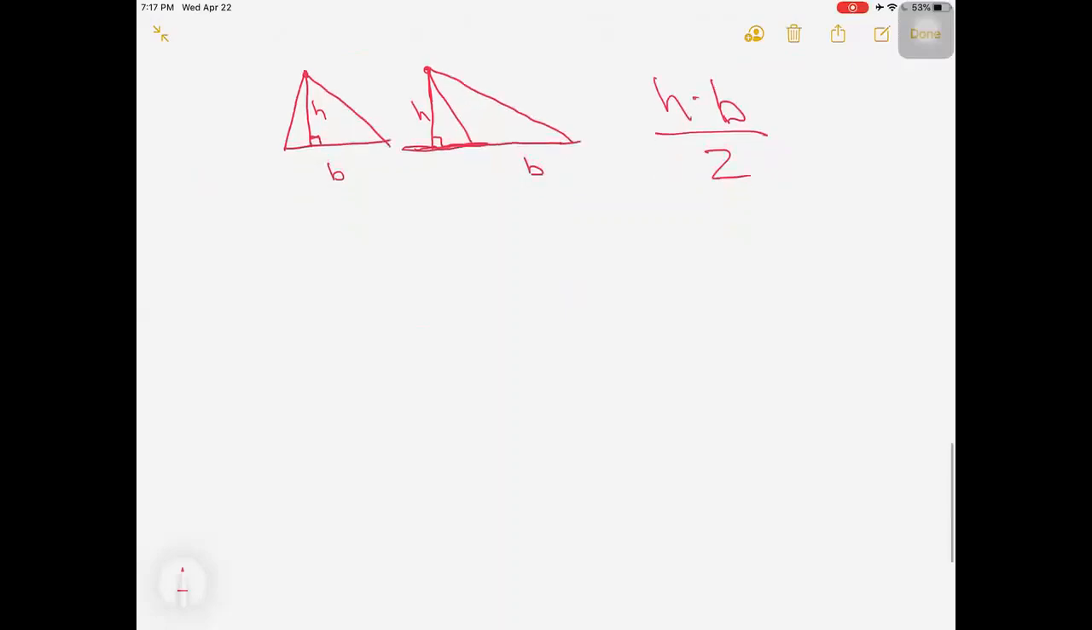Okay, so if we have a rhombus, the definition of a rhombus is that all 4 sides are the same. So we have this side equals this side equals this side equals that side. So the area of a rhombus is you look at the 2 diagonals. Let's call the length of that d1 and the length of this diagonal d2. The area of the rhombus is just d1 times d2 over 2.